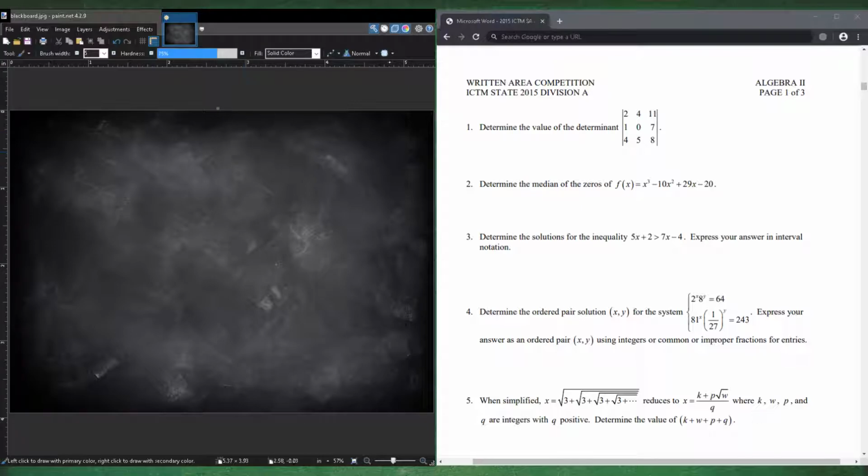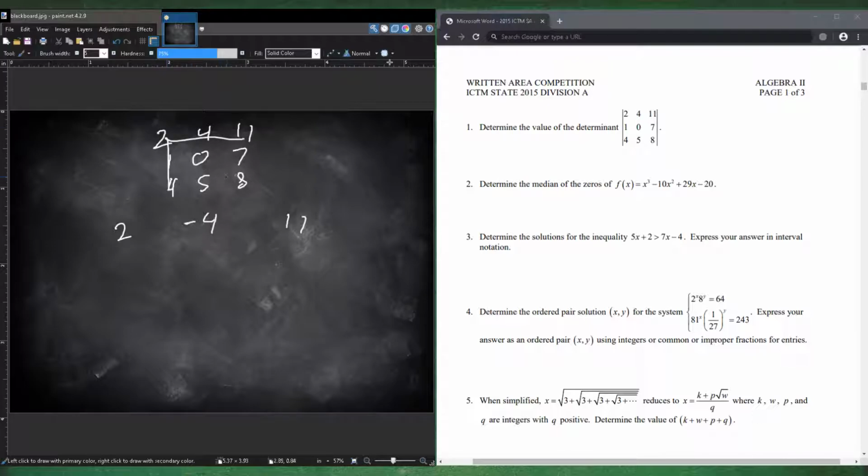Determine the value of the determinant 2, 4, 11, 1, 0, 7, and 4, 5, 8. So you usually use the 3 by 3 method, or you could just use 2 by 2, which I like to use. So 2, 4, and 11. And then the middle term you multiply by -1. Whatever is touching, you don't use. So the 2 is touching these.